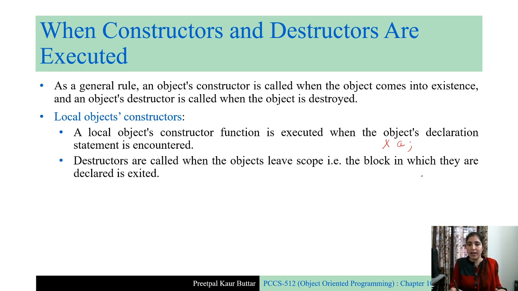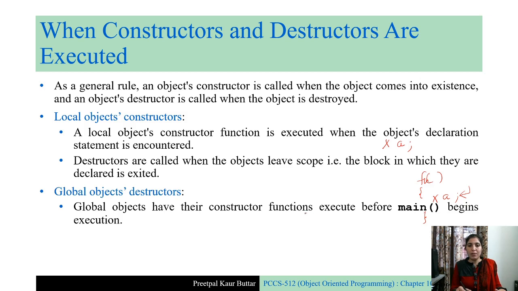And destructors are called when the objects leave scope. We have already seen that in the previous example, we wrote a function f, and inside f we had created the object. When this statement was encountered, the object was created, and when this block ended, the destructor was called. Now what is the case with global objects? Global objects have their constructor functions execute before main begins.